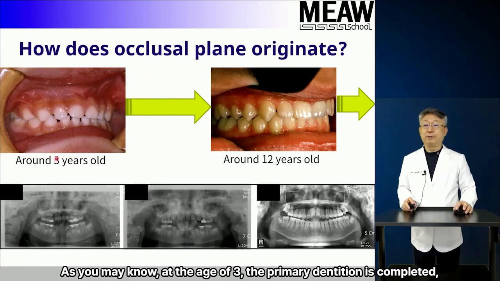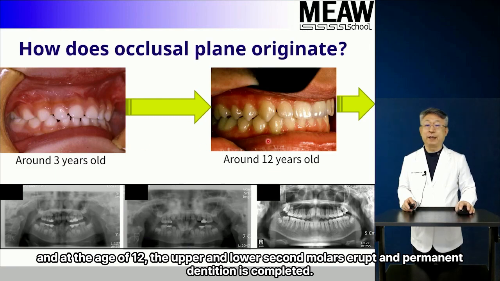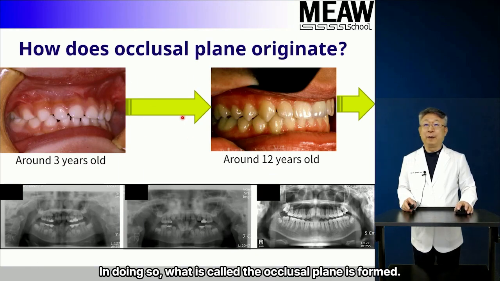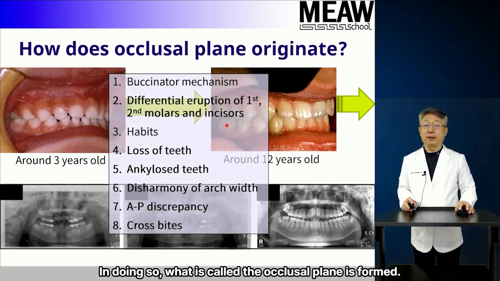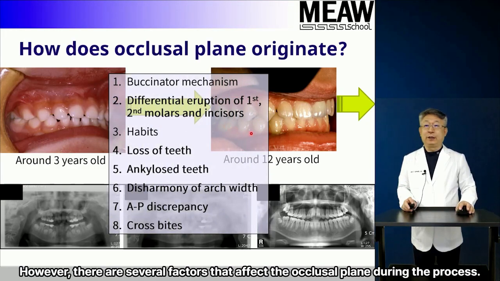As you may know, at the age of 3, the primary dentition is completed. And at the age of 12, the upper and lower second molars erupt and permanent dentition is completed. In doing so, what is called the occlusal plane is formed. However, there are several factors that affect the occlusal plane during the process.